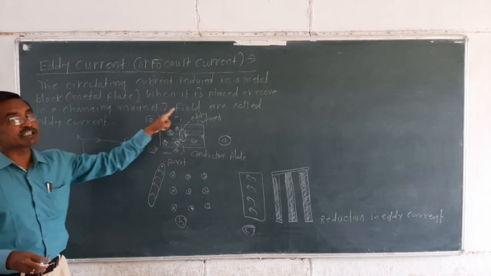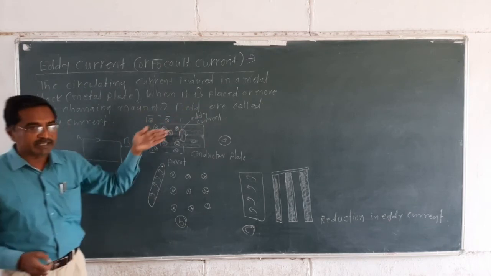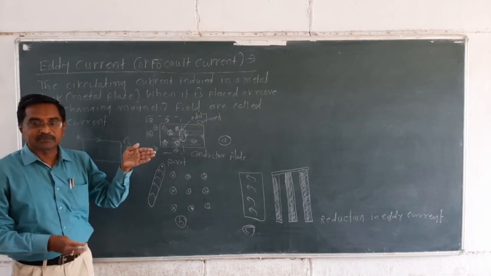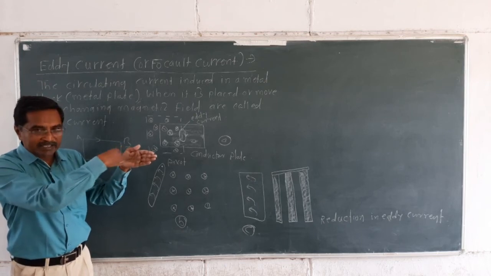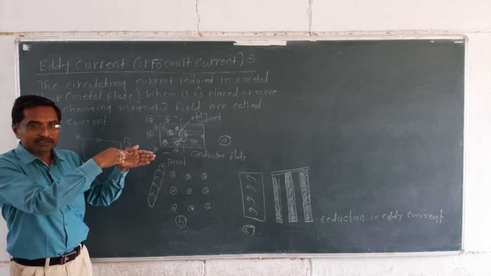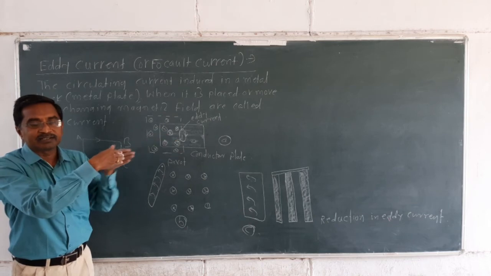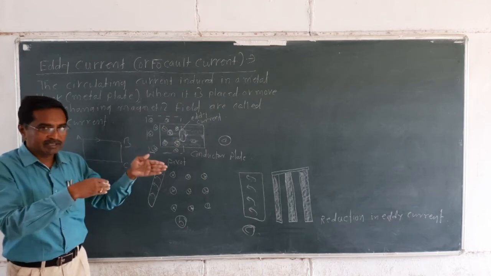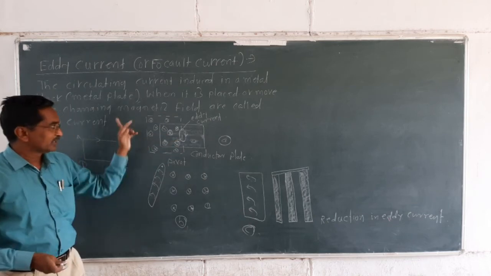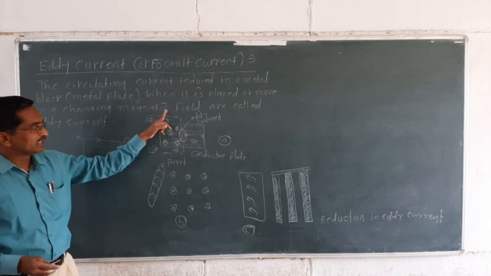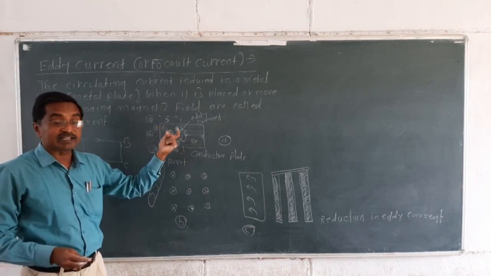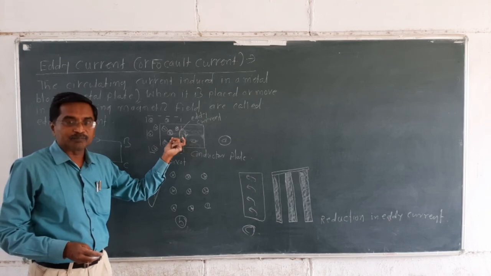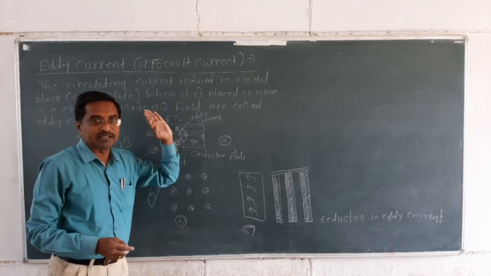when that coil is placed or moved in a changing magnetic field. Place or move the metal plate in the changing magnetic field. Anyway, at that time the circular current is generated in that metal plate or metal block, and that circular current is called the eddy current.